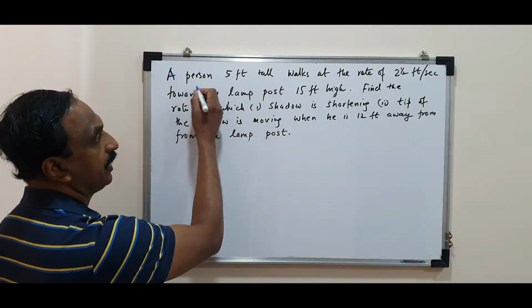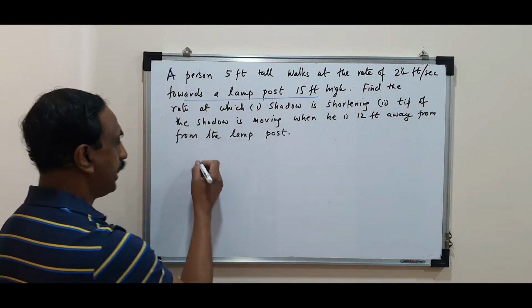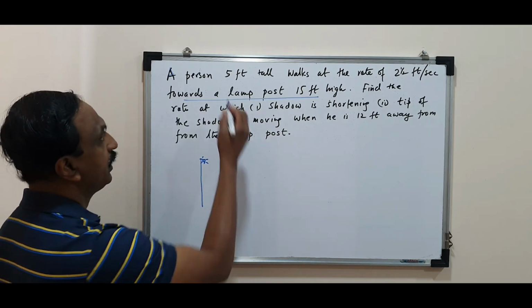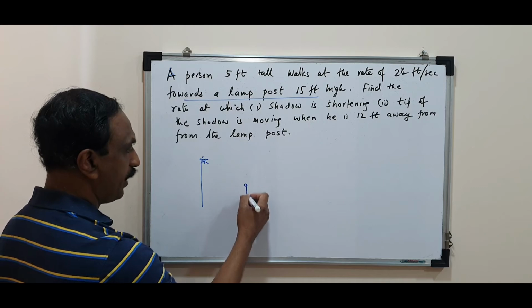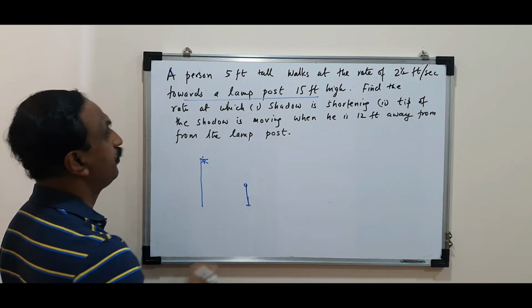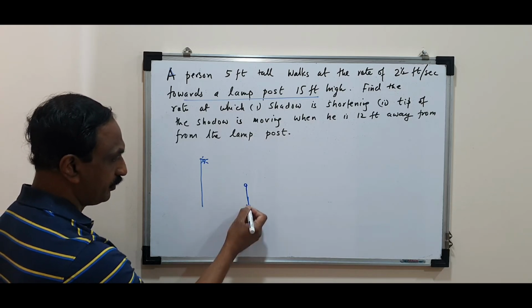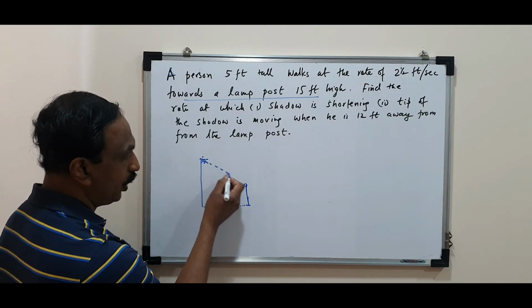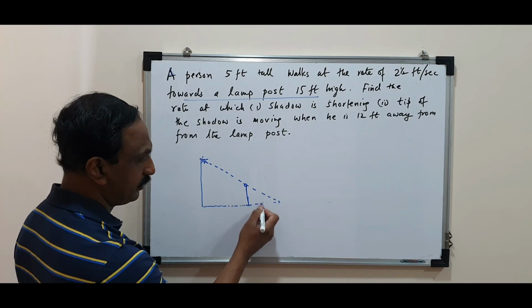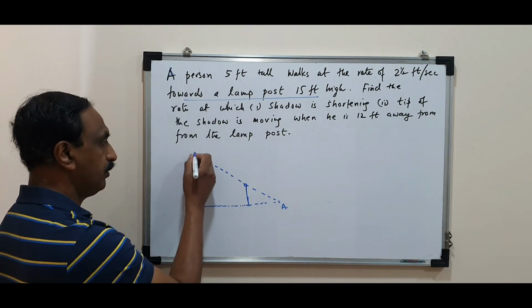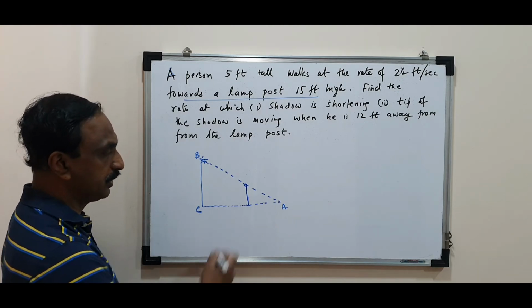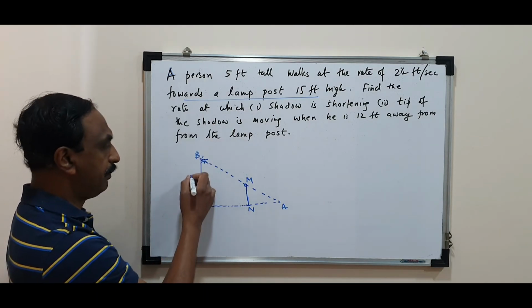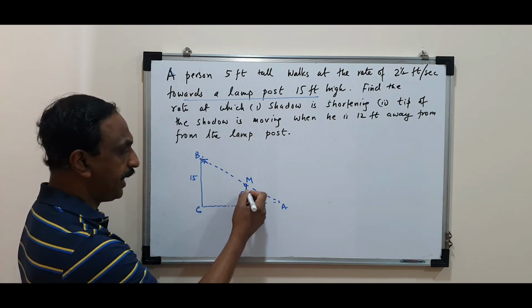Let's imagine a lamp post of 15 feet high. Here is a lamp post of 15 feet high. A person, let's say 5 feet tall, is walking towards the lamppost. The shadow from the light falls, let's say, at this point. So A is the tip of the shadow, BC is the lamppost. Let's say MN is the man. So we are given the lamppost is 15 feet high, height of the man is 5.